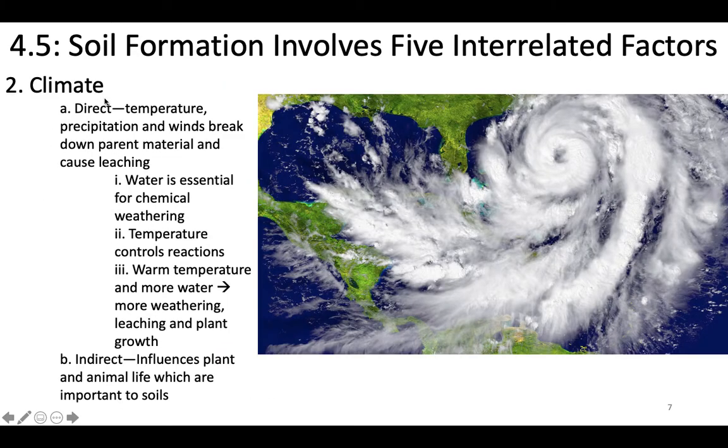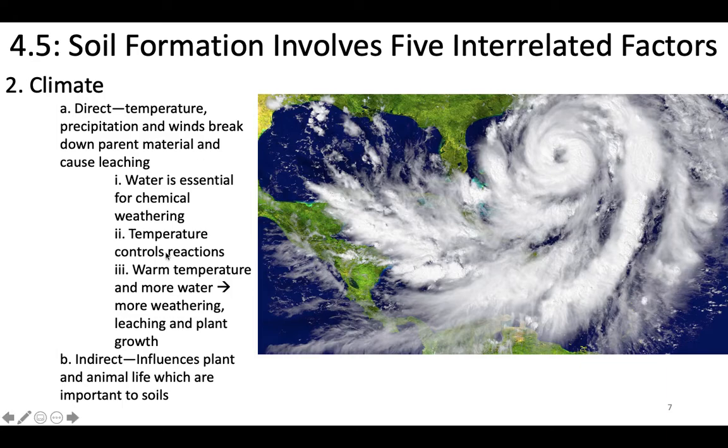Let's talk about climate. The climate can have direct and indirect influences on forming soil. Direct climate effects would be things like temperature, precipitation, and wind, and all those factors, that's a combination of chemical and mechanical weathering, break down the parent material to cause leaching. Like I said, you need water for chemical weathering because it's the vehicle by which chemical reactions are going to take place within the parent material.